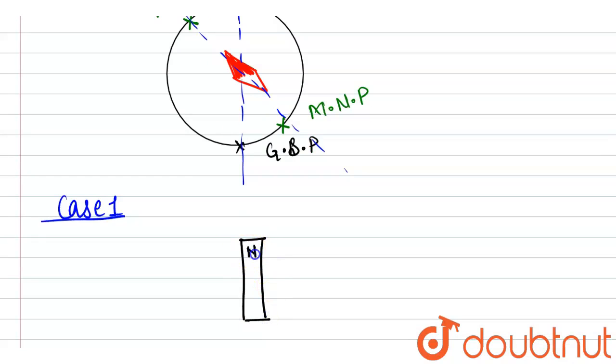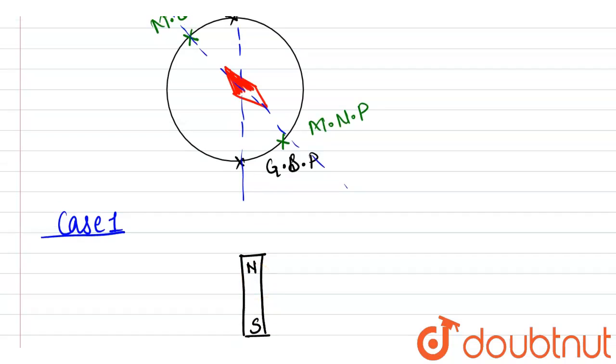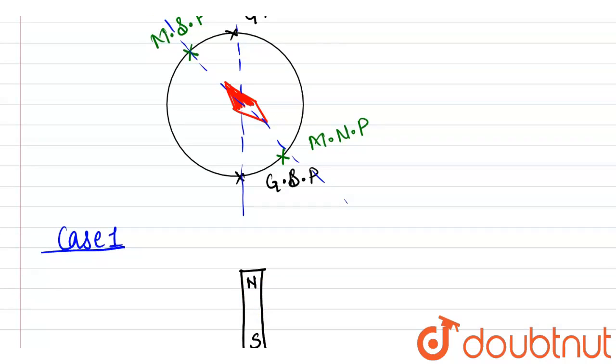So let's say this is the bar magnet, this is north, this is south. We know that the field due to the bar magnet originates from the north pole and terminates on the south pole outside, whereas inside it originates on the south pole and terminates on the north pole. But if I am looking at the external field, it is in the opposite direction.